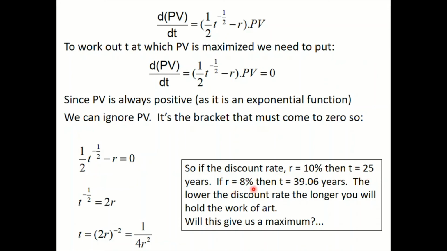If the interest rate is 8%, then it's longer, 39.06 years. The lower the discount rate, the longer you will hold the work of art. So we are nearly at our final answer, but there's one more thing we need to address. Will this indeed give us a maximum?